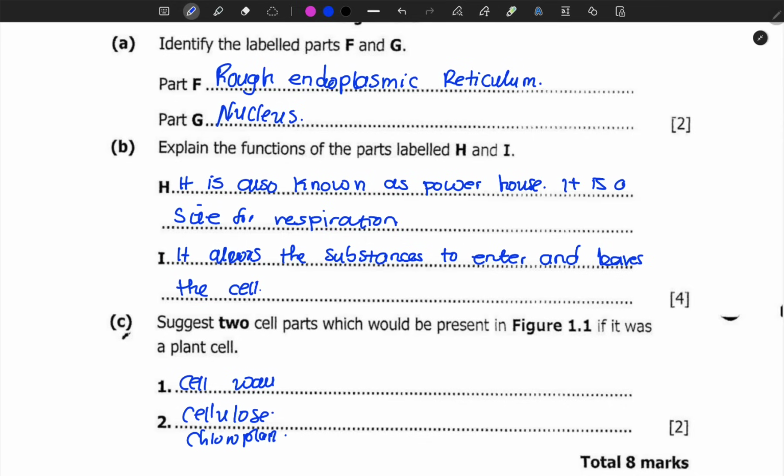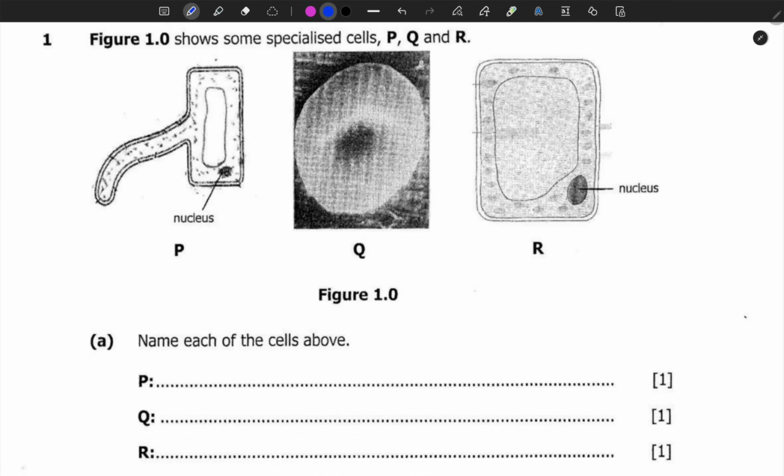And also, it's important you understand the structure and its specialized function, or let's say functions. Right, so we move on to the second question, also under cells. We have 3 cells labeled P, Q, and R. As the question reads, figure 1.0 shows some specialized cells P, Q, and R.